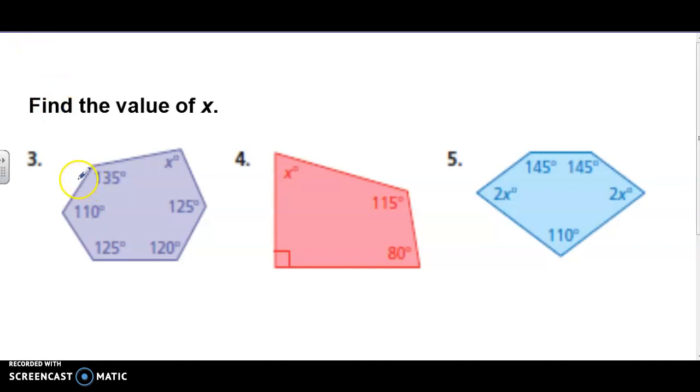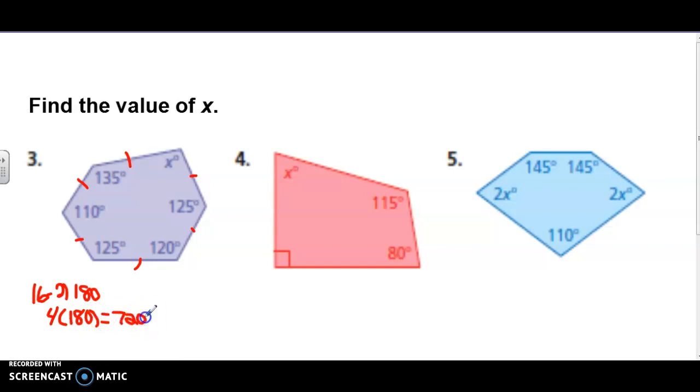So first step, as always, is we need to count the sides here. So we have 1, 2, 3, 4, 5, 6. So we'll do 6 minus 4. Nope, 6 minus 2. I got ahead of myself. 6 minus 2 times 180, which is 4 times 180. That's where the 4 came from in my head. And that would be 720.